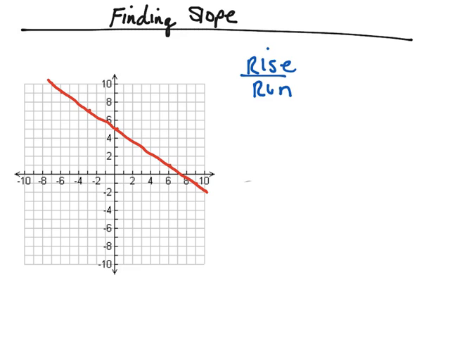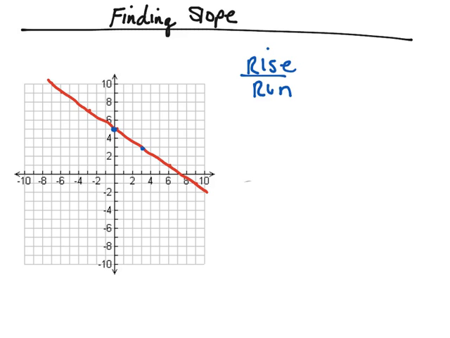Alright, let's take a look at another example. Here's the next line we're going to look at. Again, what I'm looking for is the slope, or the rate of change, rise over the run. So the first thing I'm going to do is choose 2 points on my line. I'm going to choose this point right here, and I'll choose this point over here as well. Notice that these 2 points that I've chosen are on the line.